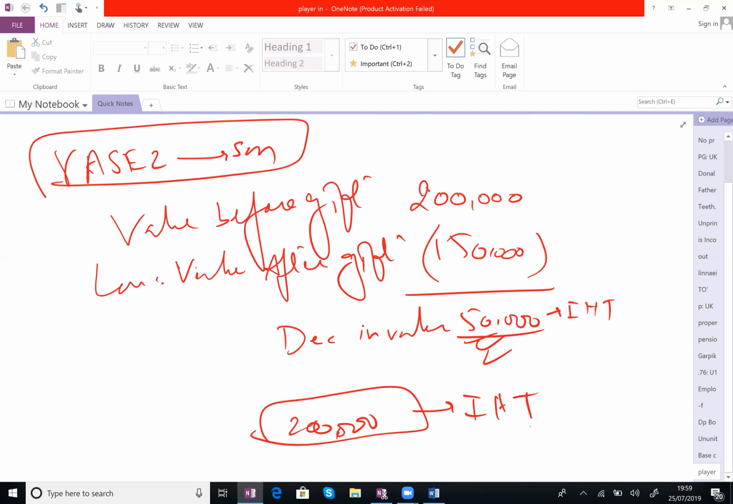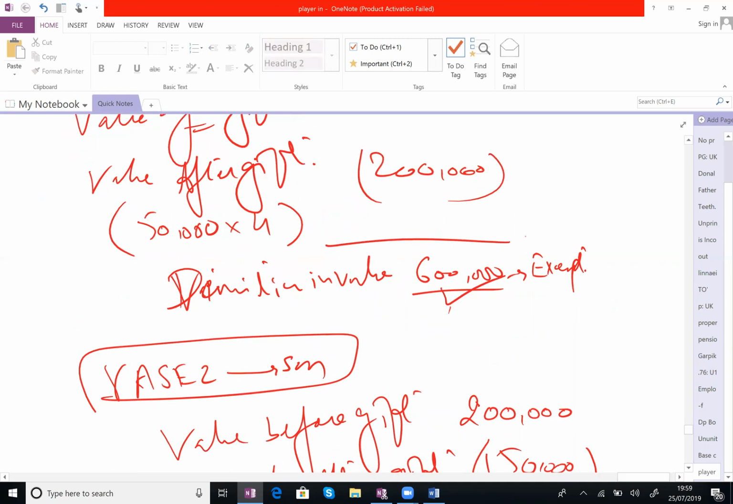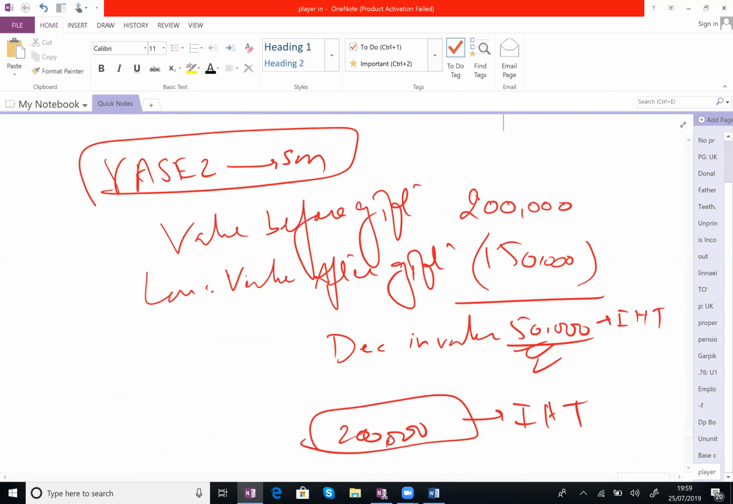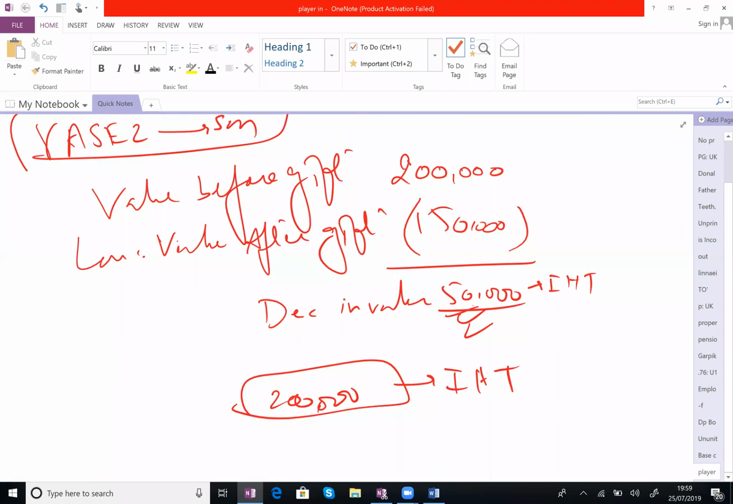The last vase you are gifting to your wife, and 6 lakh you can exempt because the wife is an exempt party. Okay. And the remaining 4 vases you are gifting to your son, with a total decrease in value of 50,000 each. It means on 2 lakhs you are paying the IHT, right? Yes. So 6 lakh is exempt and only 2 lakhs is chargeable.